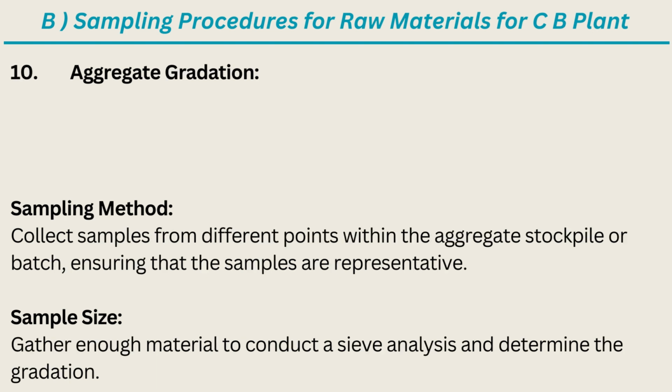10. Aggregate gradation. Sampling method: collect samples from different points within the aggregate stockpile or batch, ensuring that the samples are representative. Sample size: gather enough material to conduct a sieve analysis and determine the gradation.